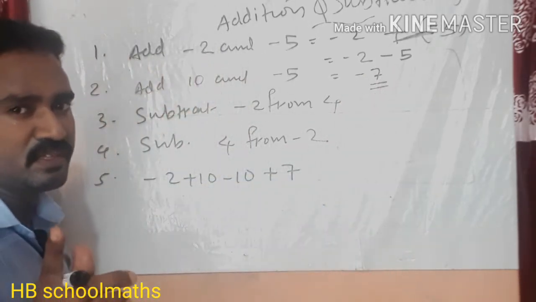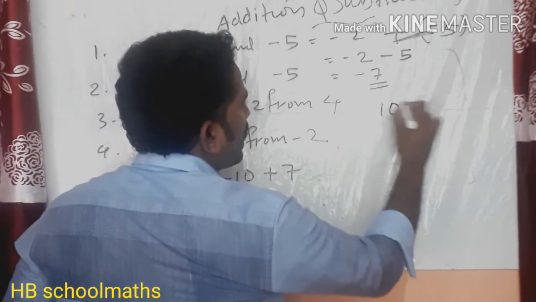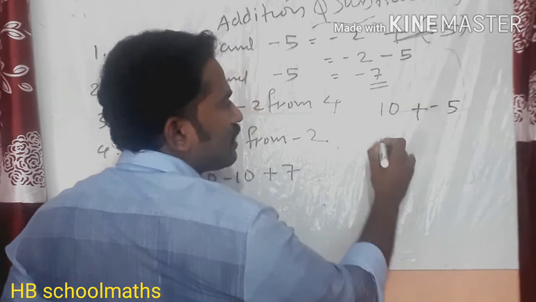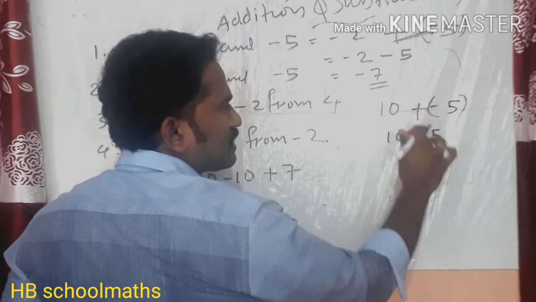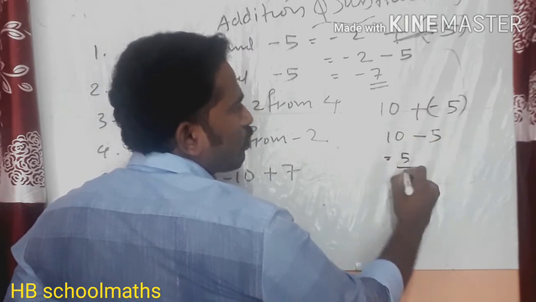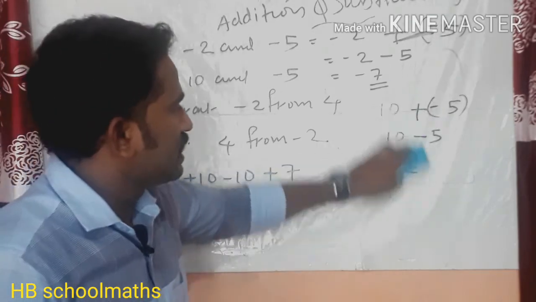Correct or not? Check your answer. Second one, add 10 and -5. So 10 and -5 you have to add. Two different signs here, so 10 -5, different signs, so minus sign, and the answer is +5, because the absolute value of 10 is greater. Correct or not? Answer is 5.